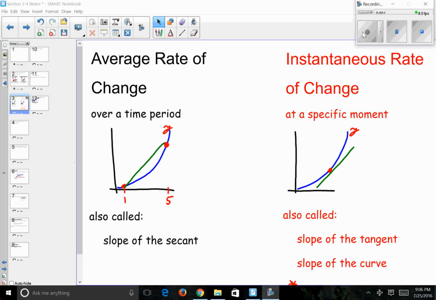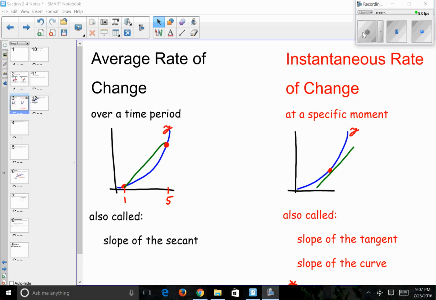So now we're going to look at rates of change. Rates of change are really a major focus in calculus. And you're used to actually finding rates of change, but what you're used to finding are what are known as average rates of change. So if we're thinking about this over a period of time, this would be a rate of change over a time period.